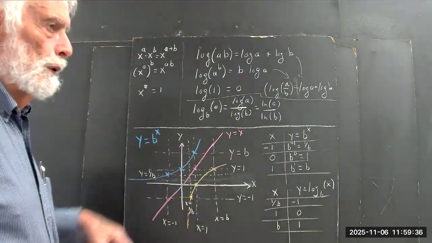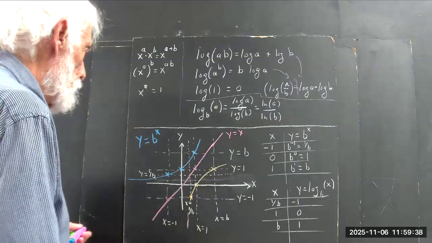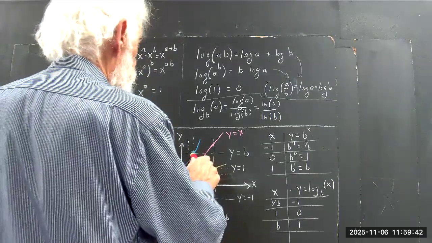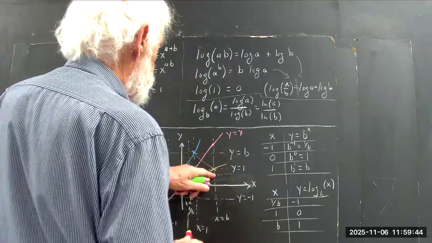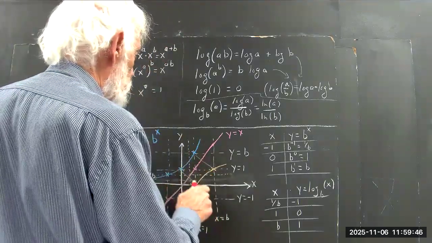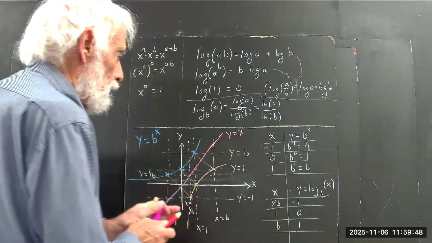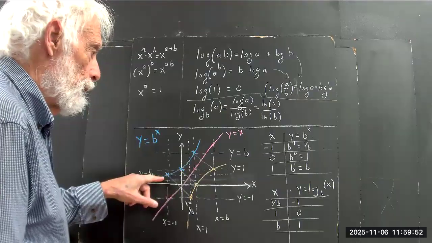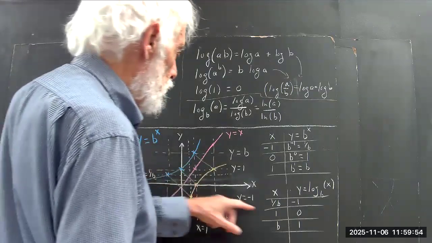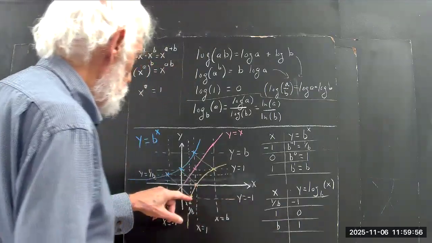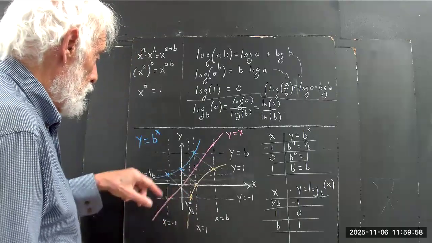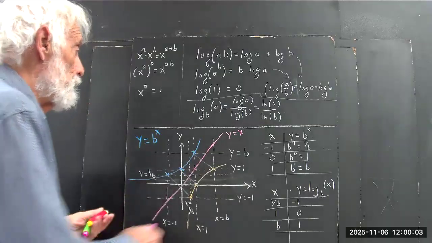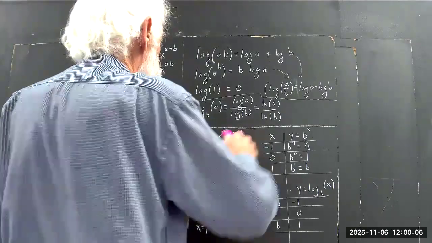The coordinates of every point have been flipped, and as a result, every point here can be connected to every point here, to the corresponding point. In other words, the point (-1, 1/b), which is here, will connect to the point (1/b, -1), which is here, by a line perpendicular to the y = x line.